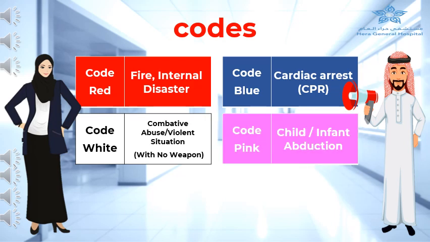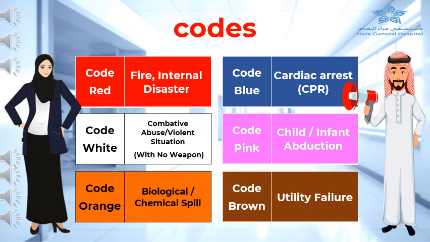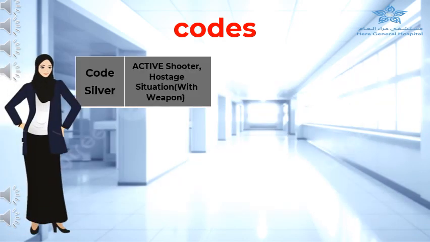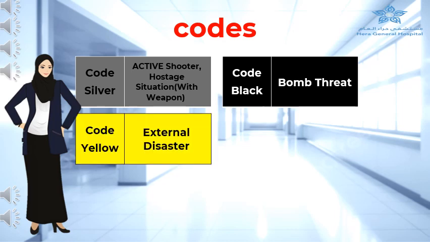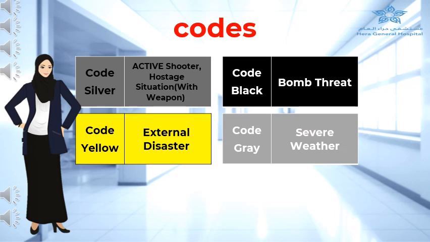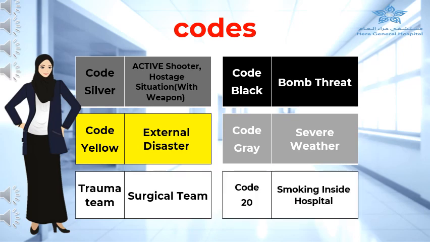Code pink: child/infant abduction. Code orange: biological chemical spill. Code brown: utility failure. Code silver: active shooter, hostage situation with weapon. Code black: bomb threat. Code yellow: external disaster. Code gray: severe weather, trauma team. Surgical team, code 20.